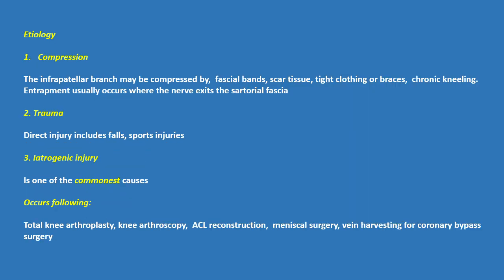Etiology number 1, compression. The infrapatellar branch may be compressed by fascial bands, scar tissue, tight clothing or braces, or by chronic kneeling. Entrapment usually occurs where the nerve exits the sartorial fascia. Number 2, trauma. Direct injury includes falls and sports injuries. 3, iatrogenic injury is one of the commonest causes and occurs following total knee arthroplasty, knee arthroscopy, ACL reconstruction, meniscal surgery, and vein harvesting for coronary artery bypass surgery.